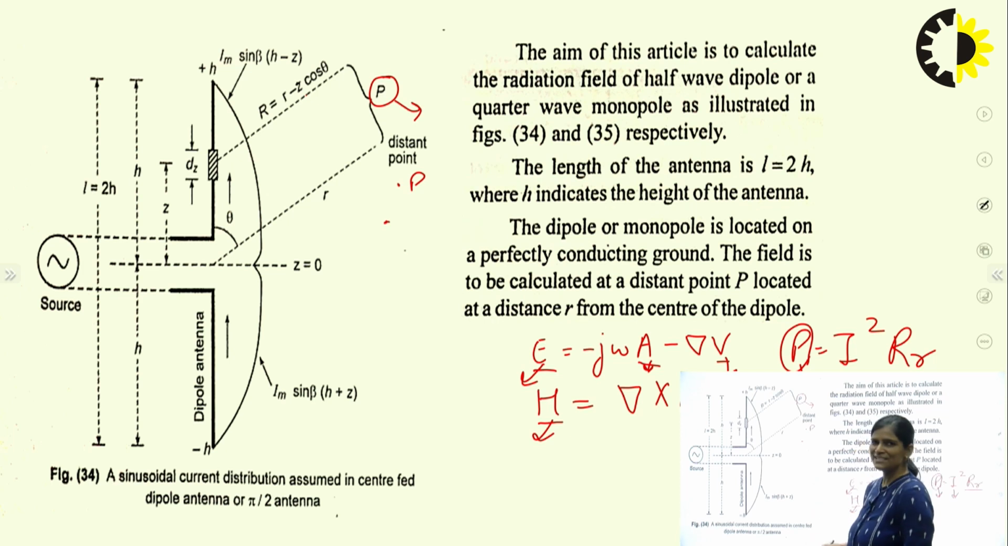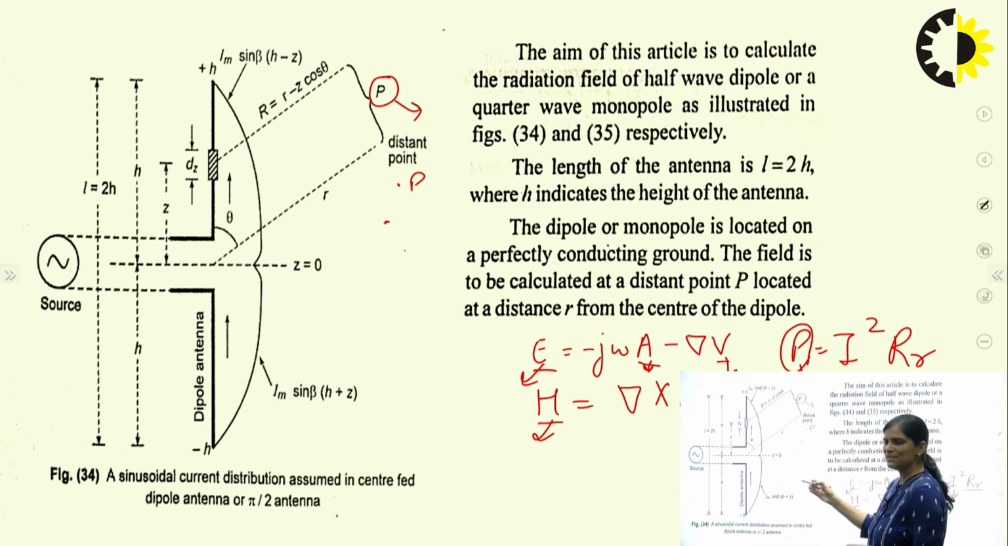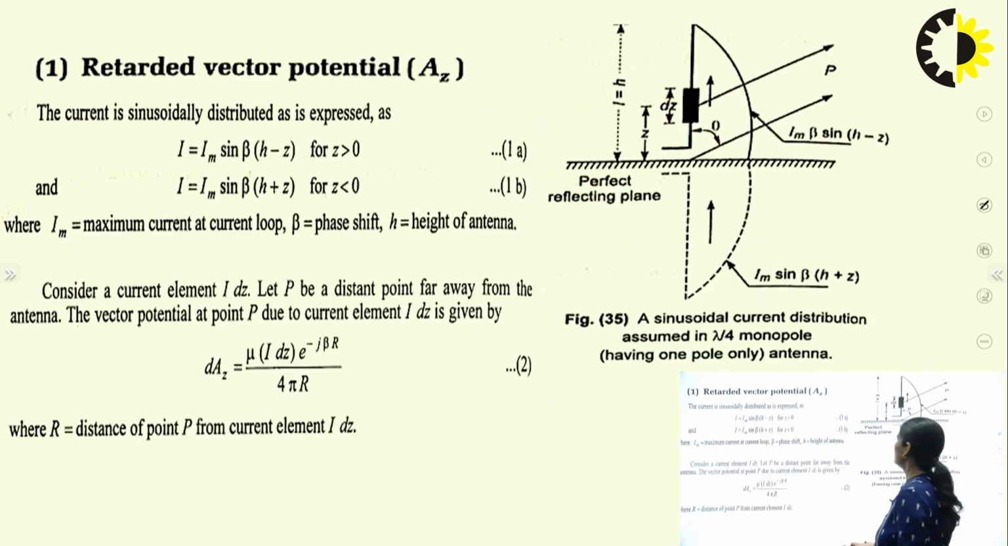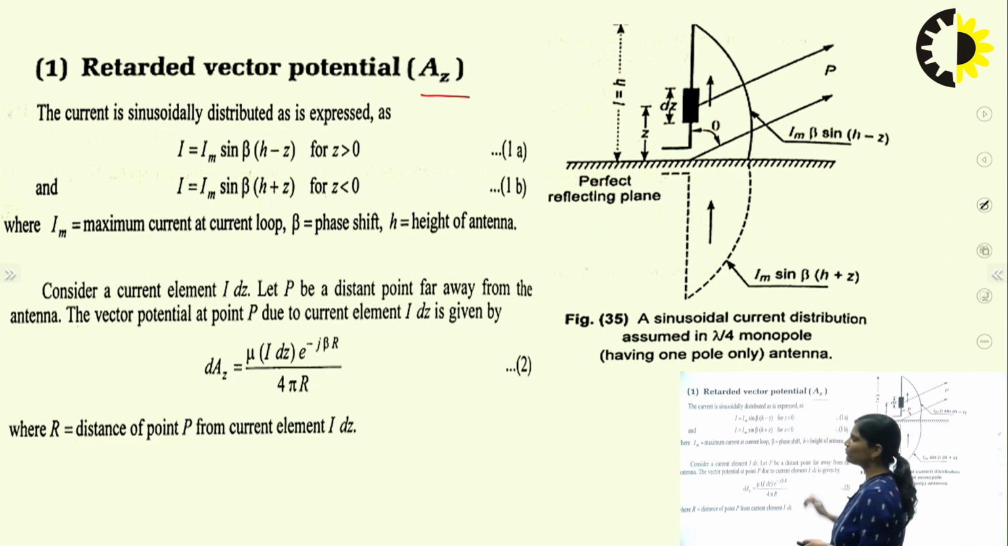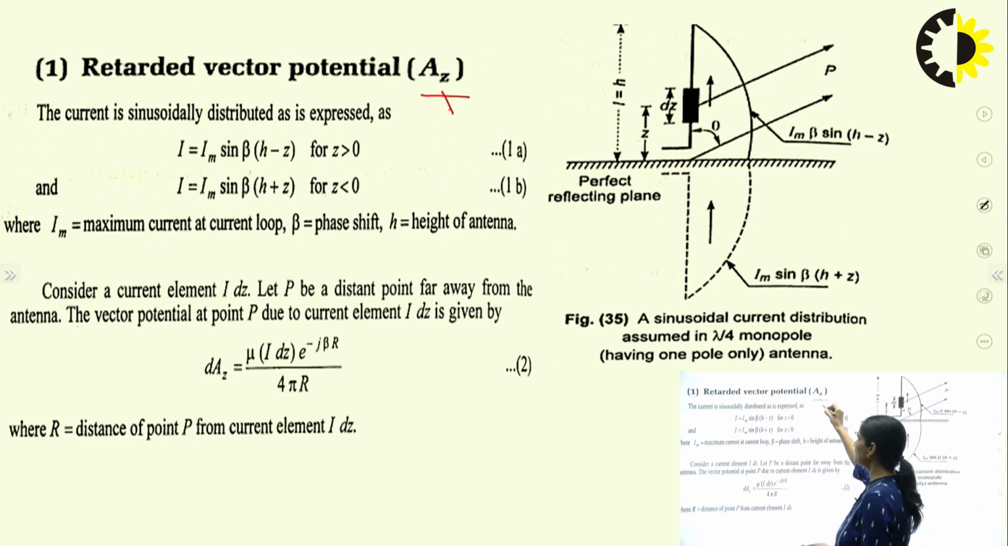From the previous lecture, the only difference is that you are considering here the mirror image of the upward antenna, right? It means you are considering here a half wave dipole. So, now the retarded vector potential. You have to find out A, meaning Az, because you are considering here the z axis. So, you have to find out Az here.